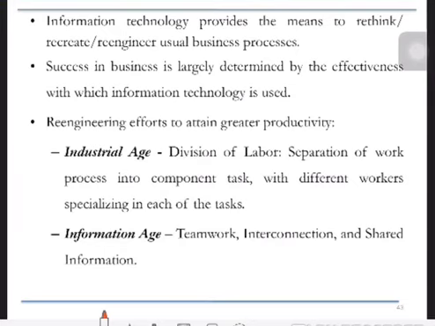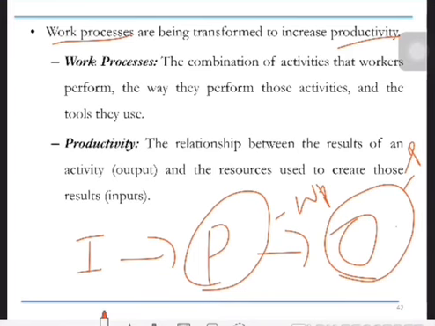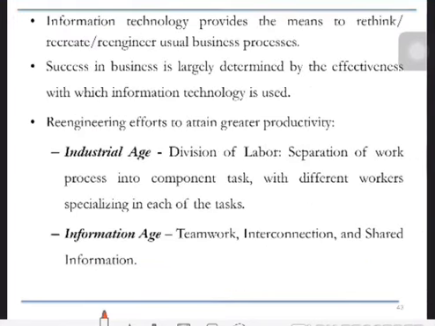The other feature of the information age is that information technology provides the means to rethink, recreate, or re-engineer the usual business process. Through such information technology, we can rethink, recreate, re-engineer the usual business process. We have to improve it. So success in business is largely determined by the effectiveness with which information technology is used. The success of any business organization nowadays depends on the effectiveness with which information technology is used.